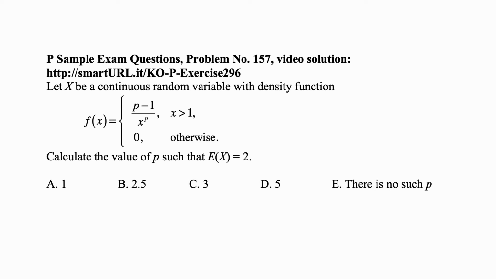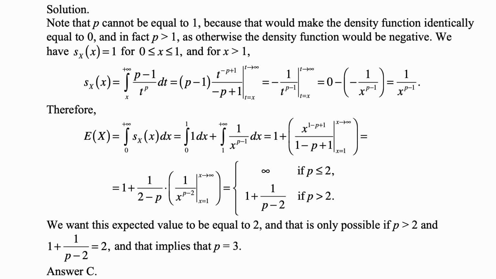Here's a problem for today for exam P on probability. Let x be a continuous random variable with density function equal to p minus 1 over x to the power p for x more than 1 and 0 otherwise. Calculate the value of p such that expected value of x is equal to 2. And here's the solution.